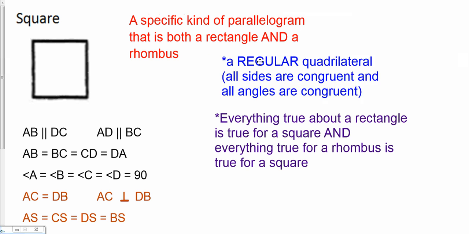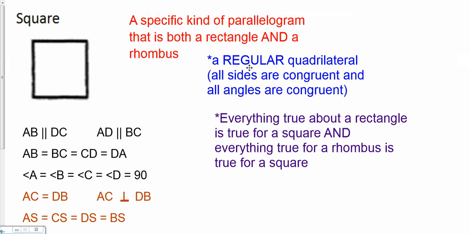Okay. Another thing to note, a square would be a regular quadrilateral. If we talk about a regular triangle, that's an equilateral triangle, so all the sides and all the angles are congruent. Same thing, a regular quadrilateral means that we're talking about a square.